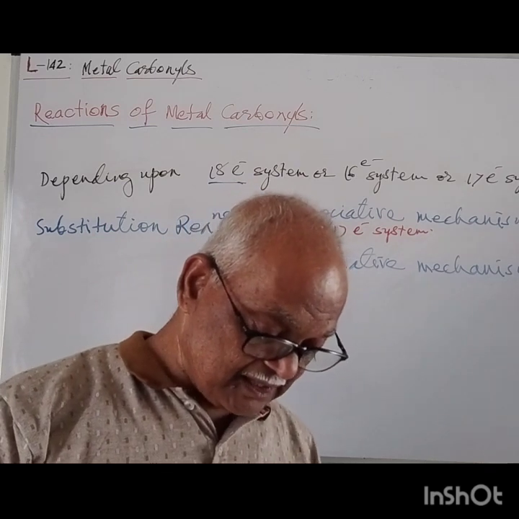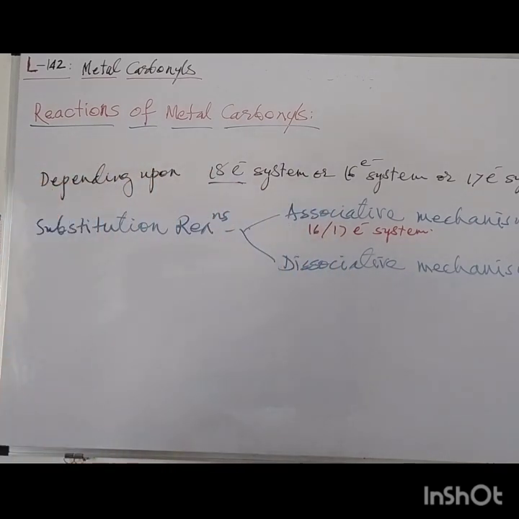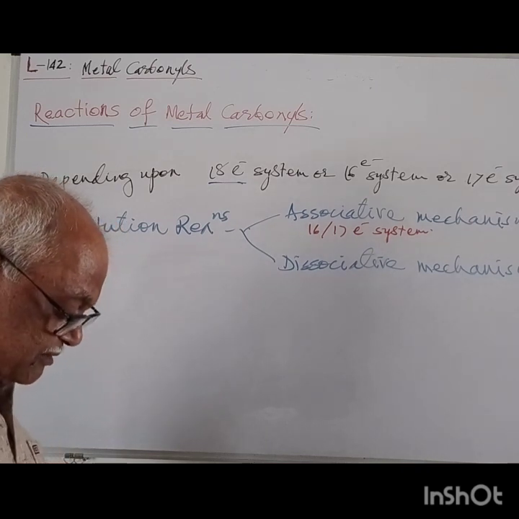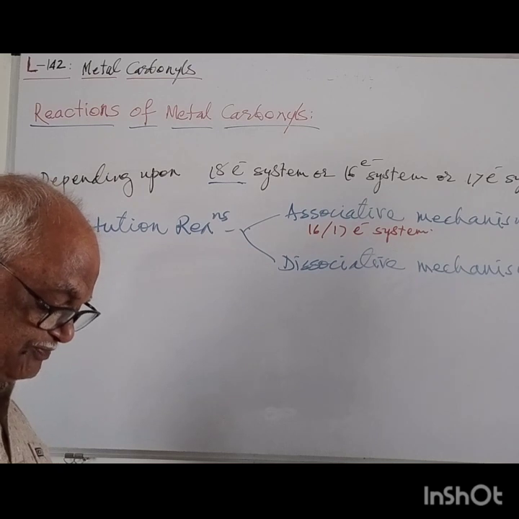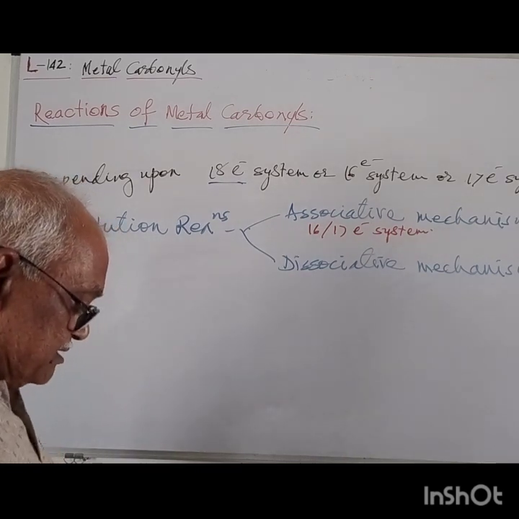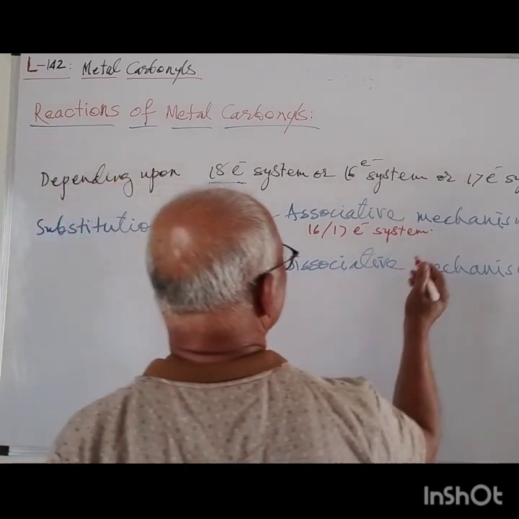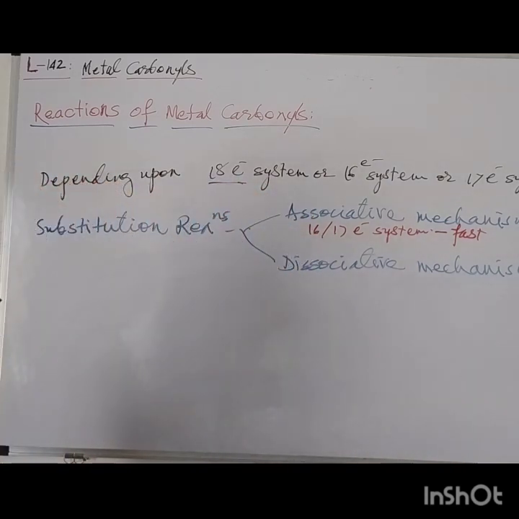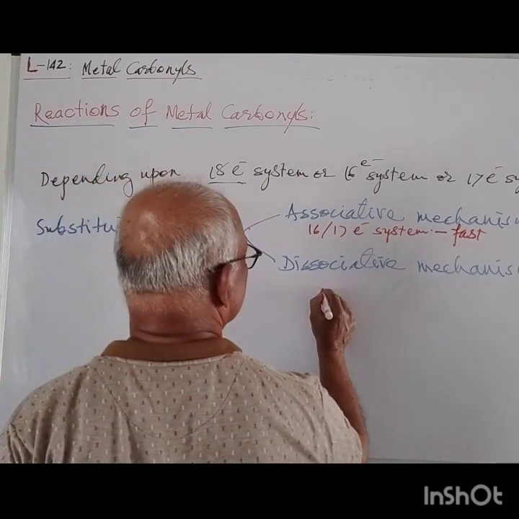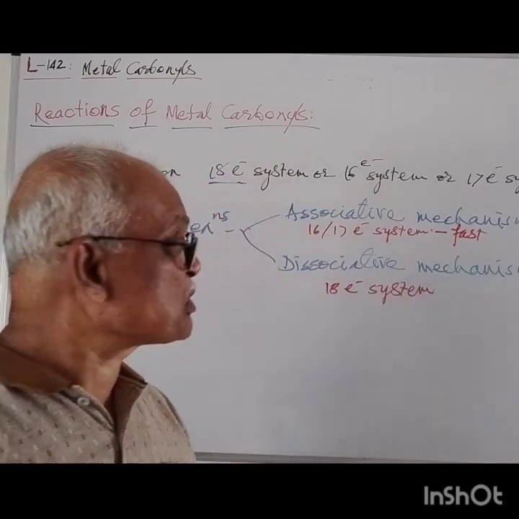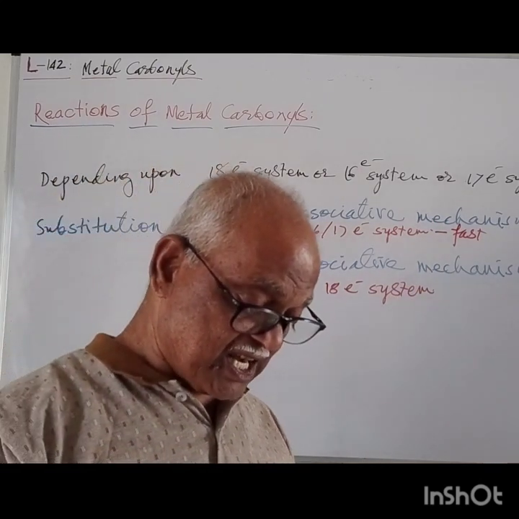So the metal carbonyl shows the associative mechanism, meaning ligands are added, or sometimes dimers are also produced. Depending upon the structure, the number of monomers involved varies. Such reactions are found to be fast compared to the dissociative mechanism. Now the dissociative mechanism applies to 18 electron species, and this is rather slow compared to the associative mechanism.